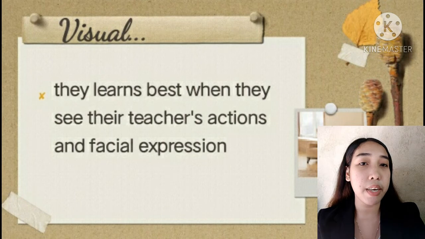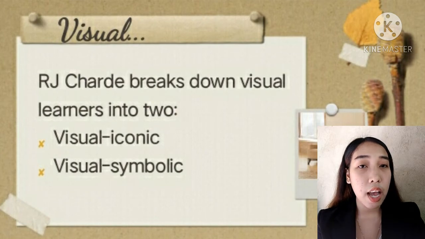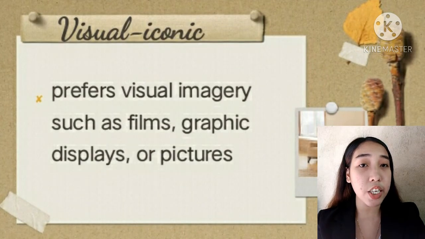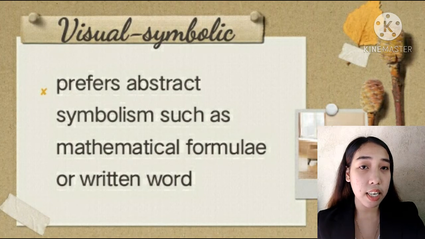Visual learners learn best when they see their teacher's actions and facial expressions to fully understand the content. Also, R.J. Charde further breaks down visual learners into two: the visual iconic and the visual symbolic. Visual iconic are those who prefer films, graphic displays, or pictures to solidify learning, while visual symbolic are those who feel more comfortable with abstract symbolism such as mathematical formulae or the written word.